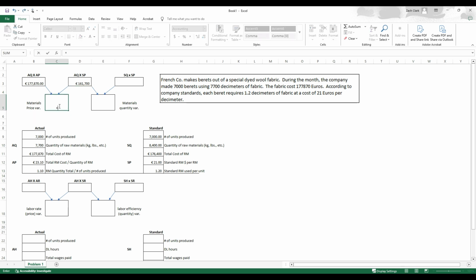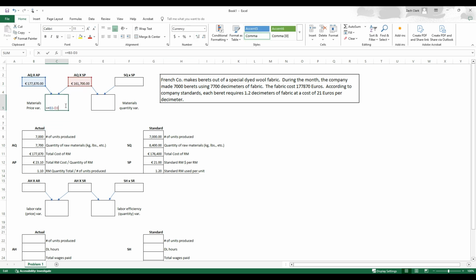And then if we take the actual quantity minus, let me make this formula here. So then if we take the actual quantity at the actual price and compare that to the actual quantity at the standard price, then we end up with a positive variance of 16,170. Get the decimals here just for the heck of it.